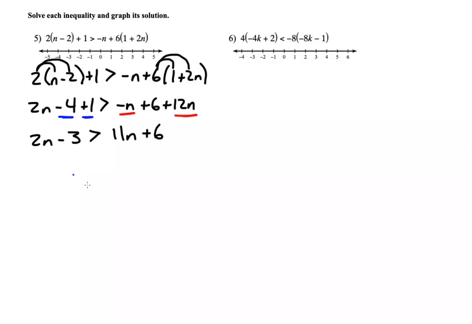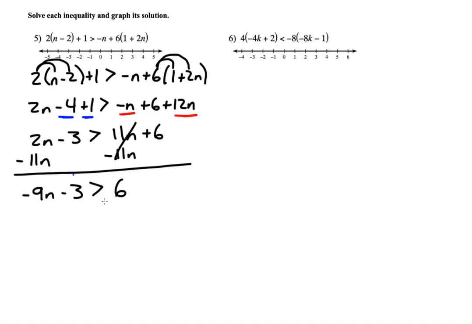All right, now I want to get my numbers on one side and my letters on another. Actually, I want to get my letters on the left side, so that'll be easier. So I'll just subtract 11n, and of course if I do it to one side, I do it to both sides. The 11n's cancel. 2n minus 11n is minus 9n. Negative 9n minus 3 is greater than 6.